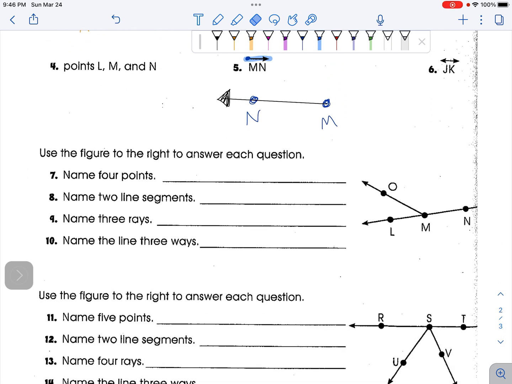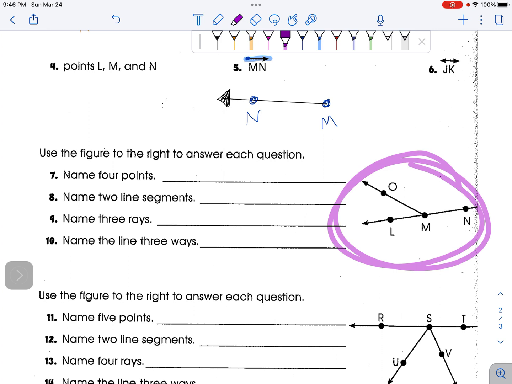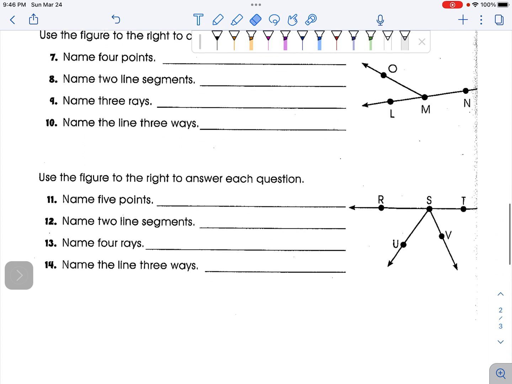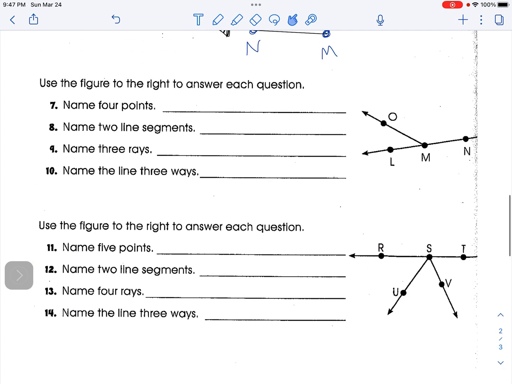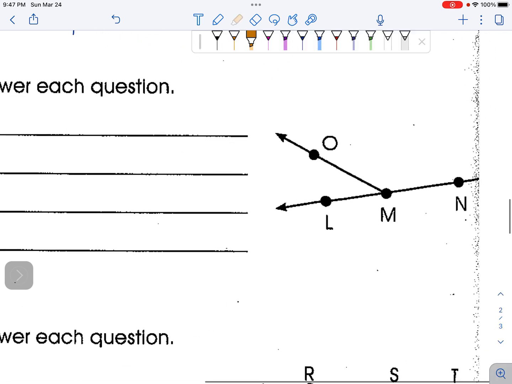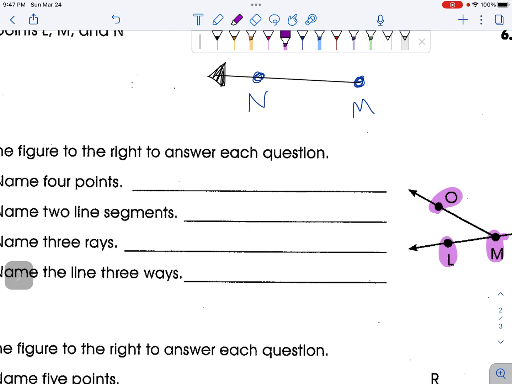All right, then you need to use this figure right here for 7 through 10. And then you're going to use this figure right here for 11 through 14. So let's look at number 7. It says name 4 points. That one looks fairly easy. There's a dot, there's a dot, there's a dot, there's a dot. So that would be LMNO.